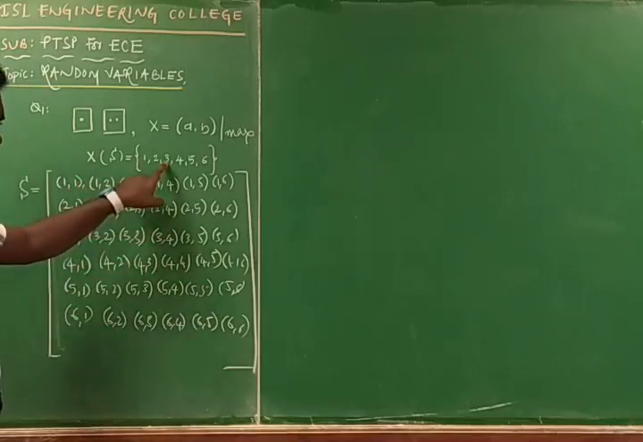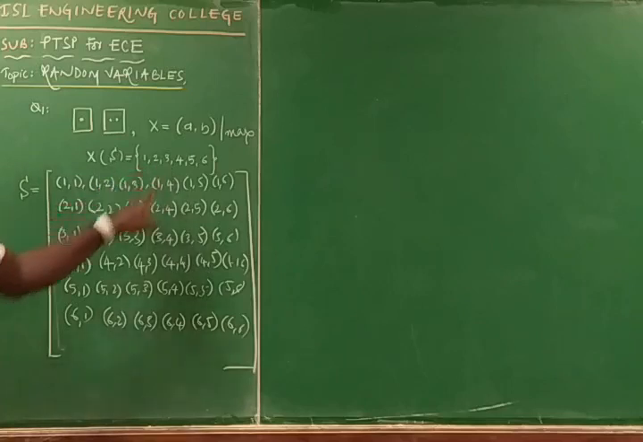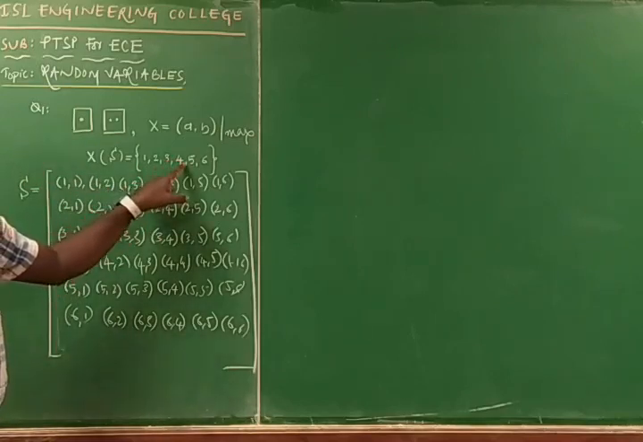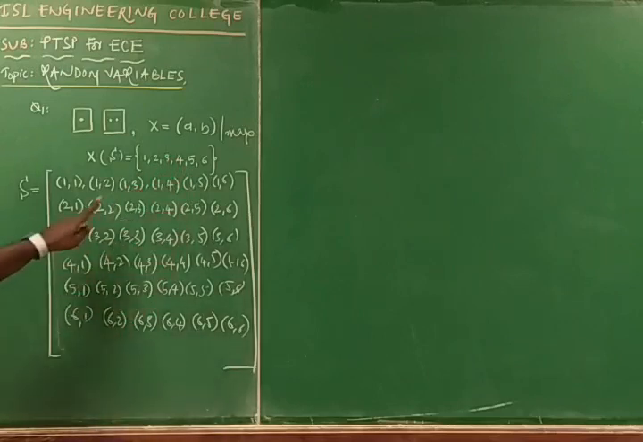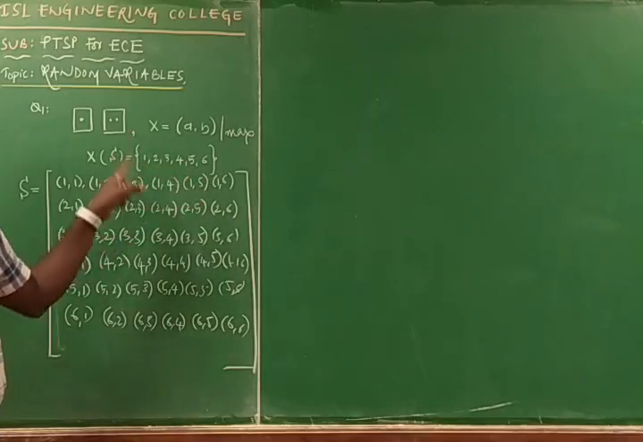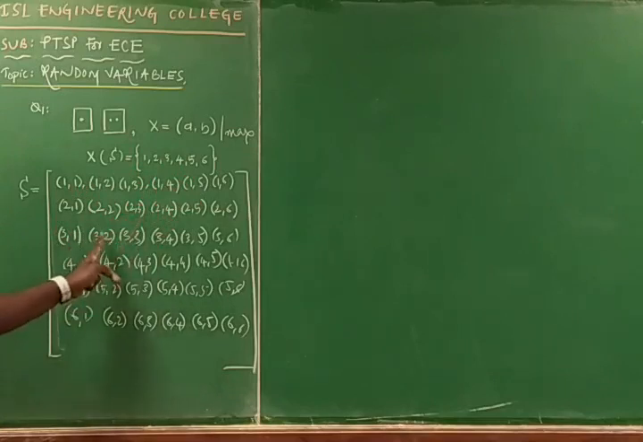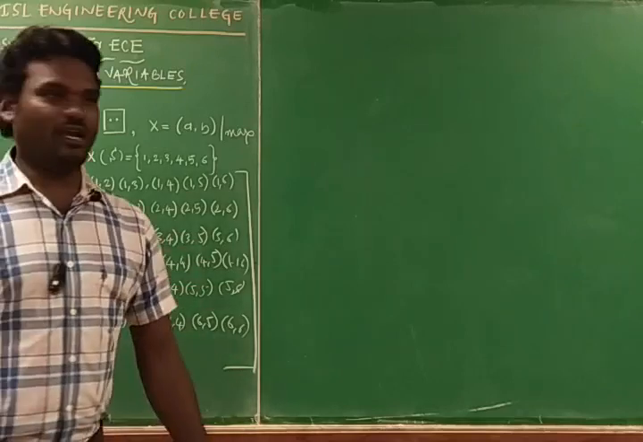Then you have to go with P of 3. That means the sum must be 3. 1 plus 2 is 3 and 2 plus 1 is also 3. We cannot get another. Next one is the probability of getting the sum 4. That means 3,1; 1,3 and 2,2. Probability of 5 means 1,4; 2,3; 3,2 and 4,1. That's it. Likewise, P of 6 also we need to calculate.